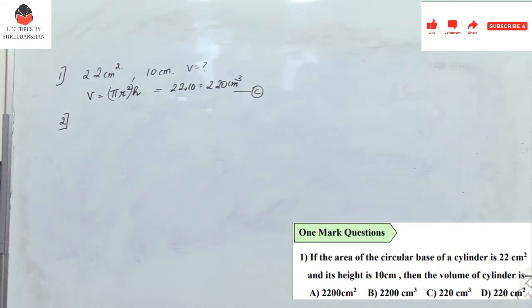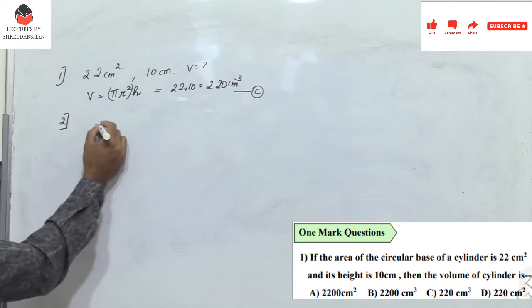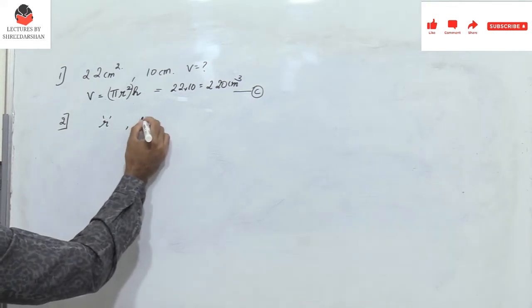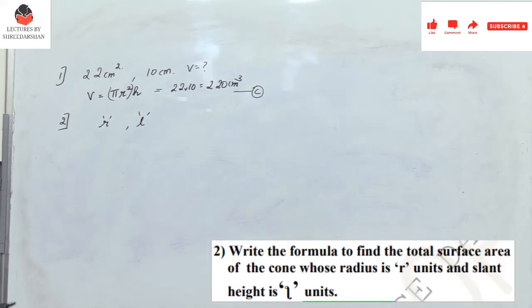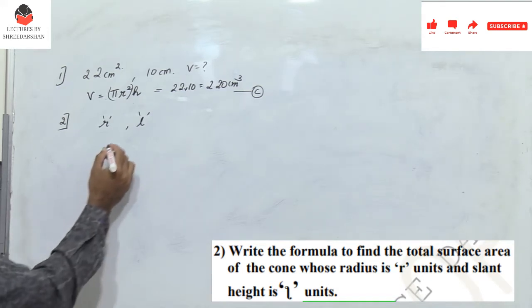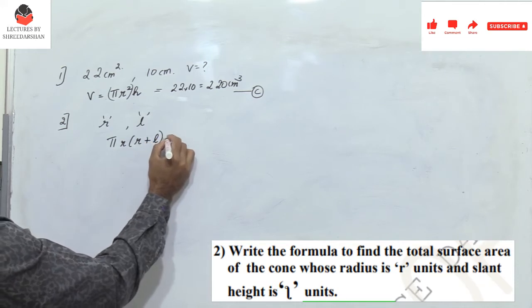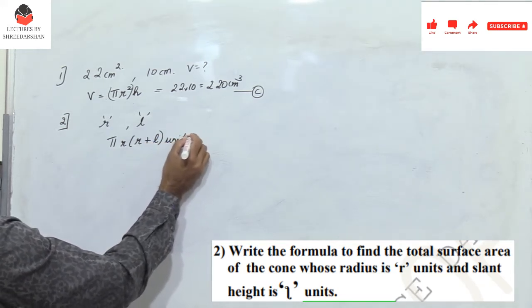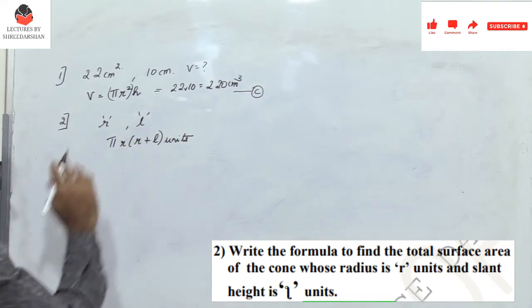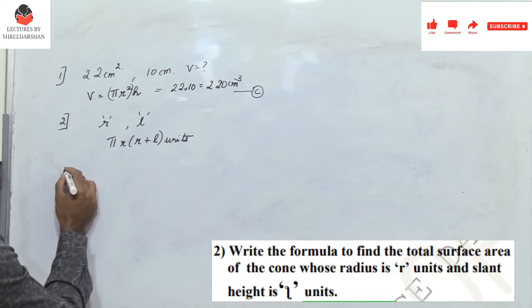The second one: what is the formula to find the total surface area of the cone whose radius is r and slant height is L units? So we know that the total surface area of the cone is nothing but pi r into (r plus L) units. So this is a very standard direct question where you have been asked to just write the formula.